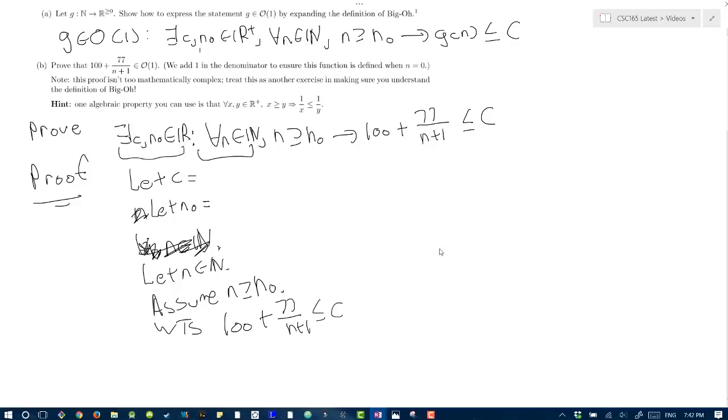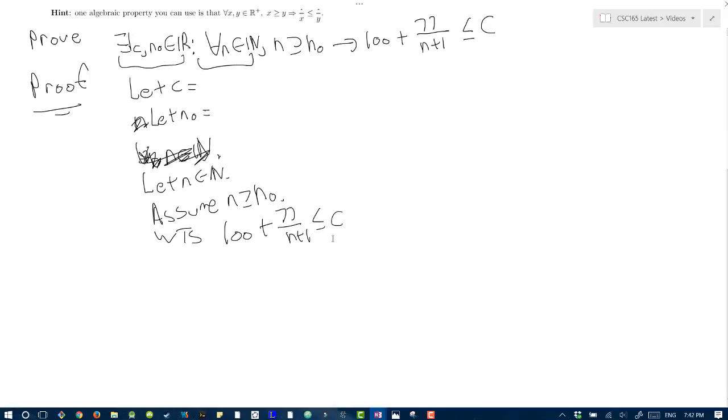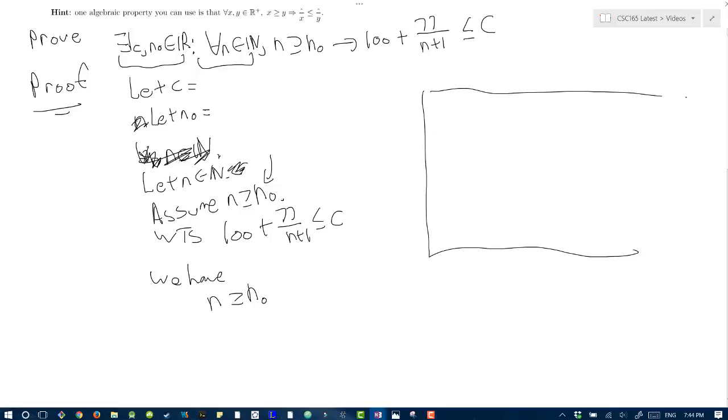Assume n is larger than or equal to n naught. Okay, and then we want to show, so let's see what we have to work with here. The only thing that we were able to, let's see here. So it's helpful off to the side here to have a little bit of rough notes.